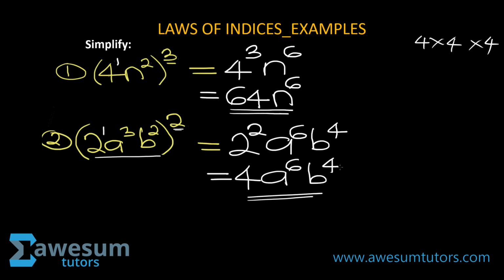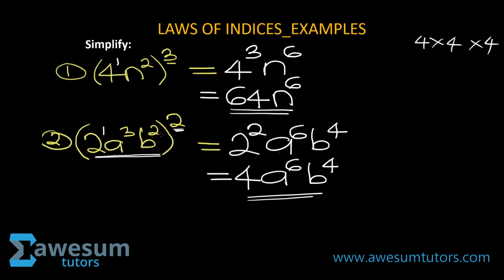Remember, what we did was to distribute this power right here on each of these factors. How do you do that? 2 means 2 raised to the power of 1. So you multiply out 1 times 2 gives us 2. That's 2 raised to the power of 2. a raised to the power of 3, which is then raised to the power of 2. You have to multiply out 3 times 2 gives you 6. That's a raised to the power of 6.